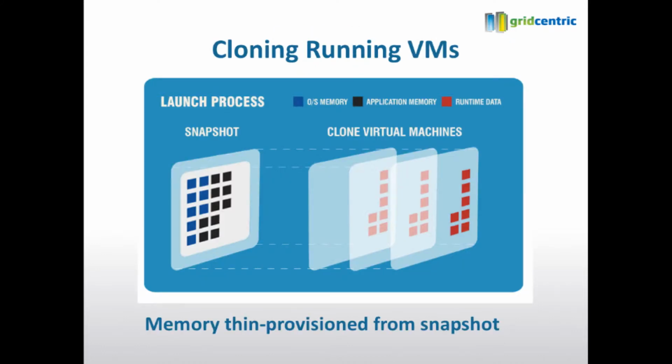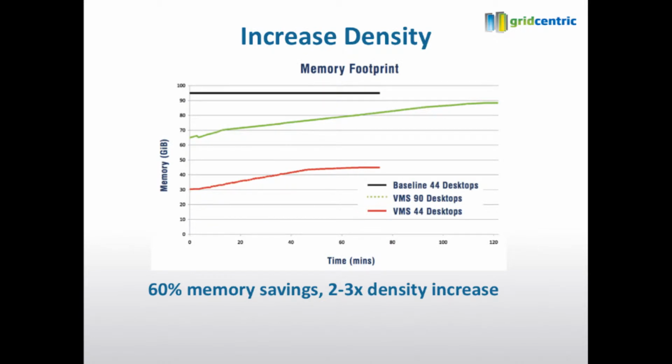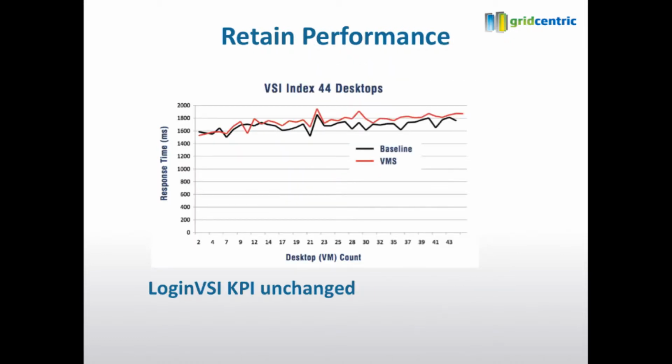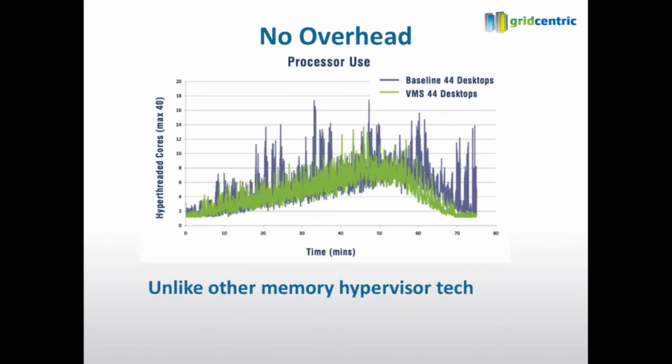The desktops which are cloned from the snapshot have their memory thin provisioned or streamed. This, coupled with a number of sophisticated algorithms, ensures that desktop memory is reduced by over half, thus resulting in a doubling of the density of desktops on a per-host basis. This happens without any material change on the desktop's interactive performance, according to standardized benchmarks, and this happens without any impact on the CPU usage of the platform.